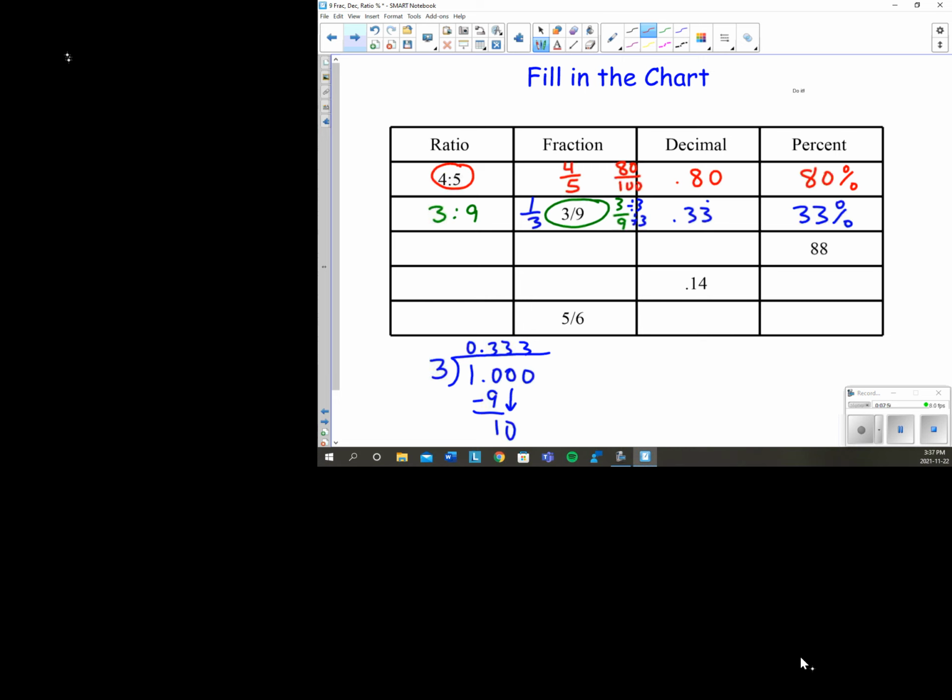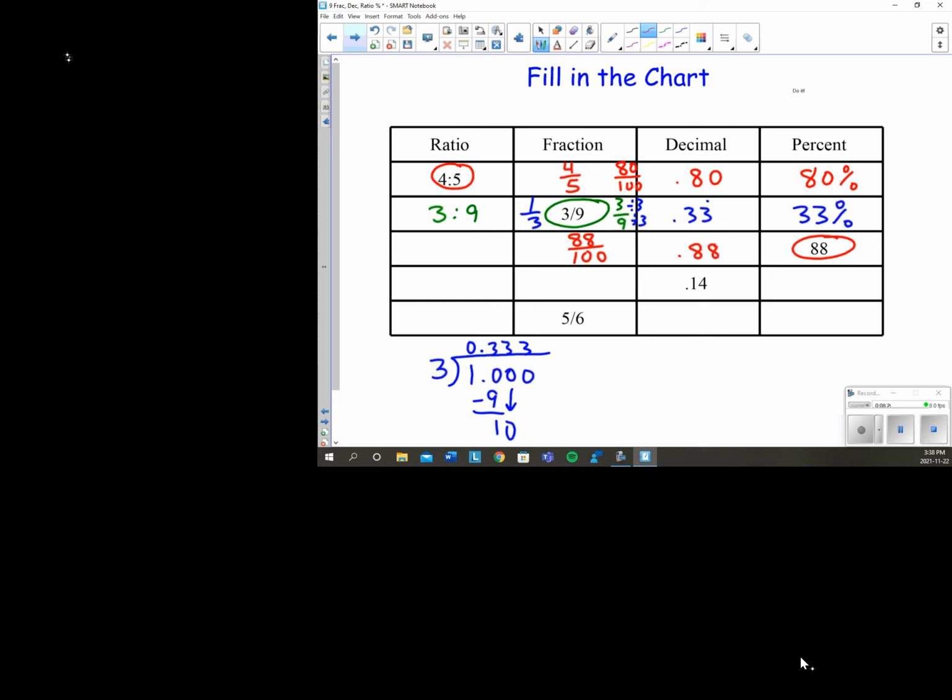Now, what happens if you're given 88 as the percent, and you want to go back and find out what the fraction and the decimal is? Well, the easiest thing to do is find out what the decimal is, because that just moves the decimal over 2 places, and it's 0.88 as a decimal. If we want to do the fraction, remember that it's 88 out of 100, if it's talking about percent, which it is. So 88 out of 100 is the fraction.